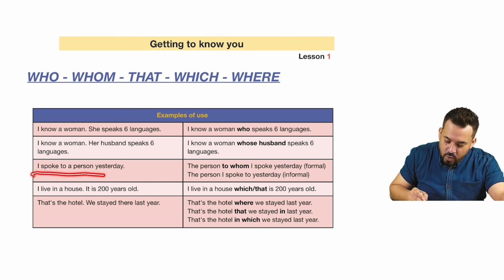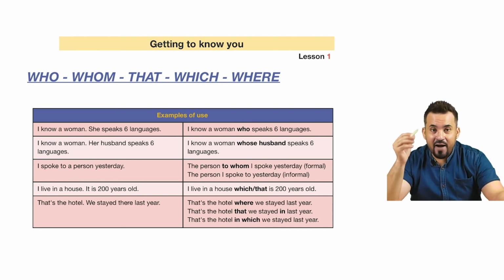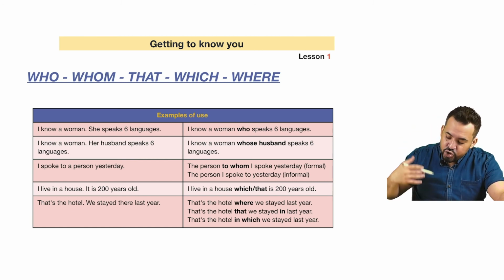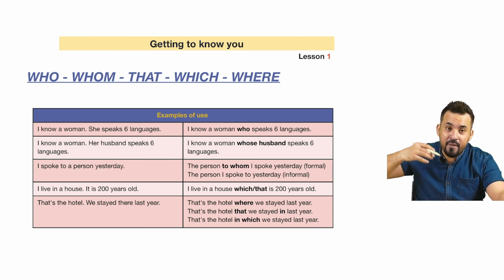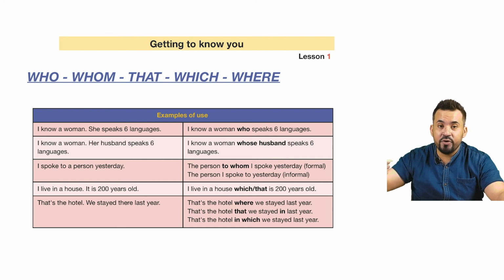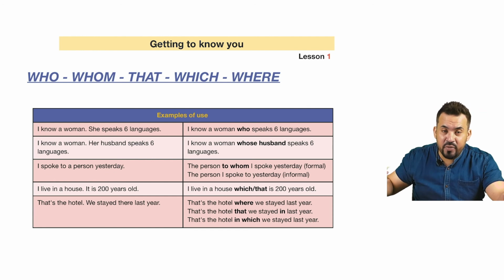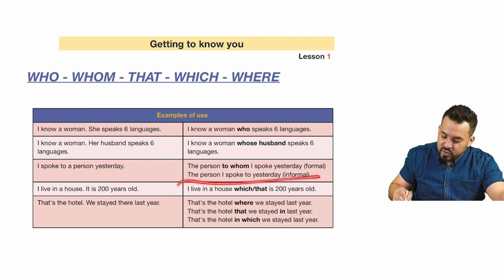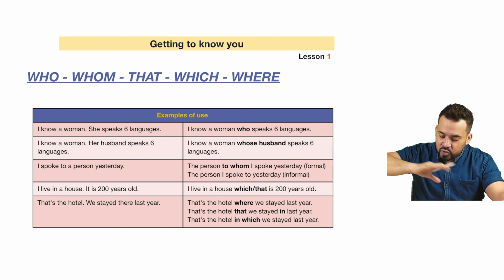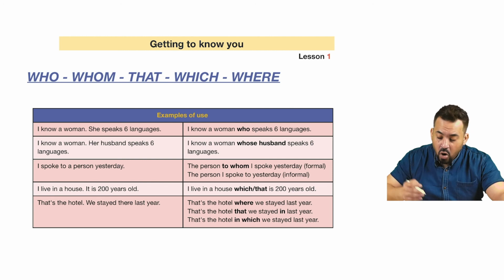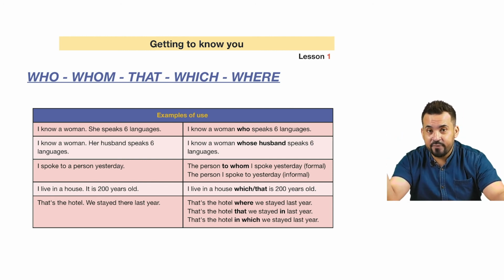I spoke to a person yesterday. The person to whom I spoke yesterday, this is grammatically correct and it's formal. The person to whom I spoke yesterday, because I am referring to him. Now, if we want to use the modern informal format, we can say the person I spoke to yesterday, without whom or nothing. Or you can also say the person who I spoke to yesterday, okay?